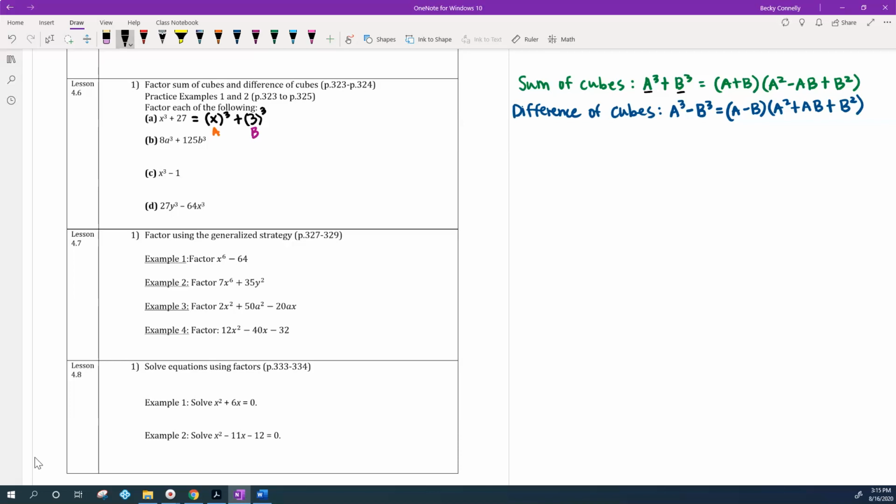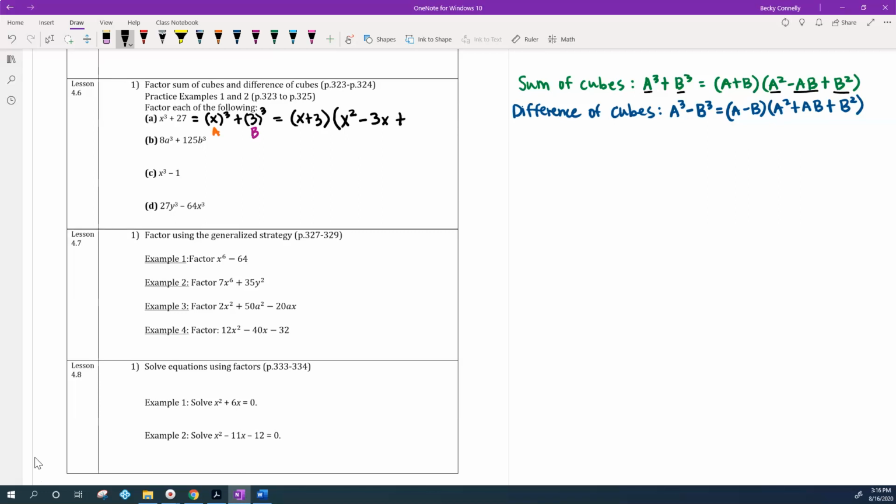When I put that in here, the first parenthesis says A plus B, so in this case I'll have x plus 3. And then in the second parenthesis, I have a squared. So I take the a that I had, which is x, and square it, so that'll just be x squared. And then minus ab, so we subtract and multiply the a and b together, which would be 3x. And then the last term, we square our b, and our b is 3.